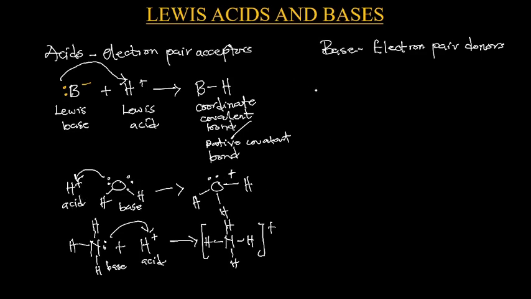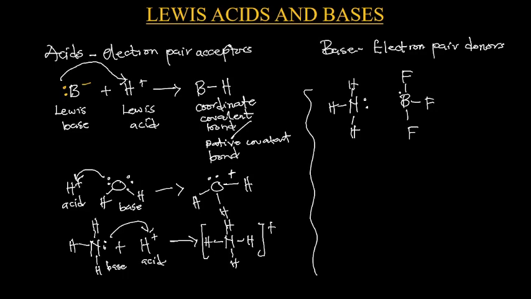So let's look at another example. When you take ammonia and trifluoroborane, NH3, we have a lone pair on the nitrogen, and then we have boron bonded to three fluorine atoms.